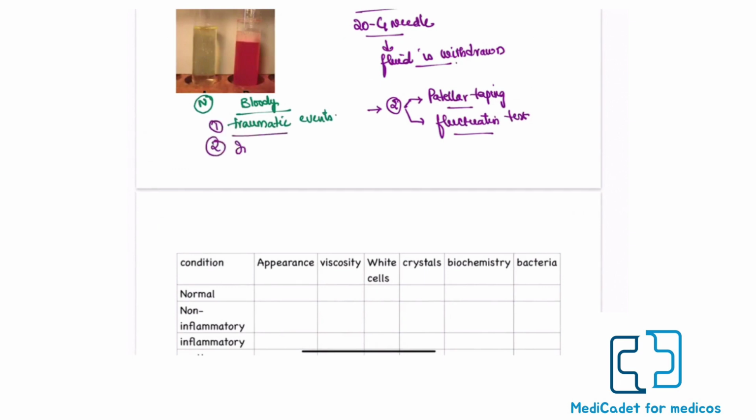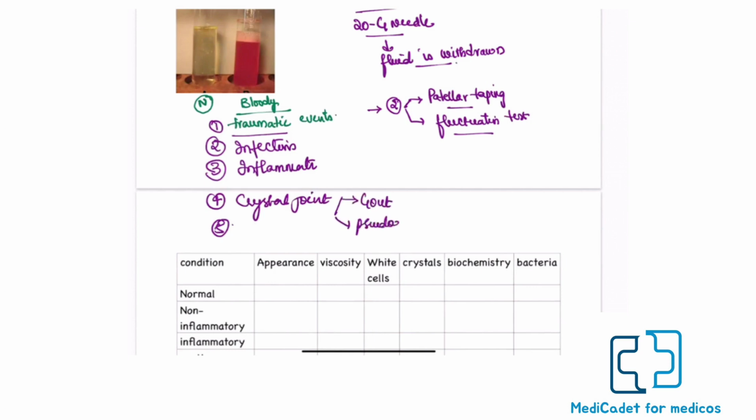The second one, it could be infections in case of septic arthritis, and third, it could be inflammation, right? And you can diagnose the crystal joint disorders, right? And in case of crystal, you have your gout and your pseudogout. Gout is nothing but the accumulation of uric acid crystals, and in case of pseudogout, it is the calcium pyrophosphate deposition. So CPPD, right?